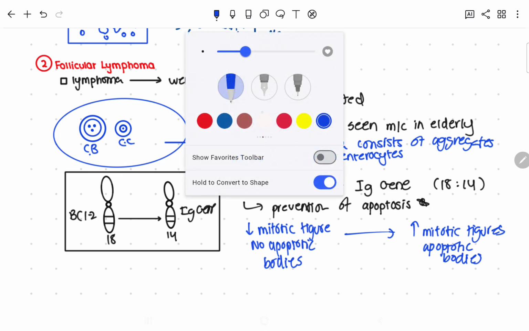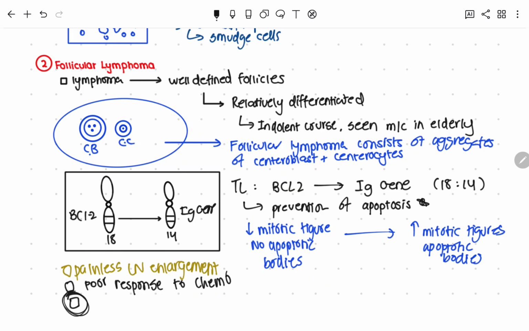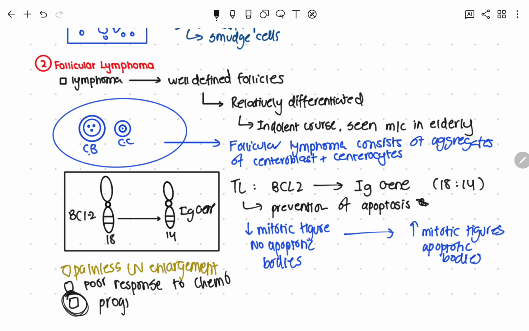What about the presentation of follicular lymphoma? It normally presents with painless enlargement of the lymph nodes, but the most important thing you need to know with respect to follicular lymphoma and its prognosis is that A, it normally has a poor response to chemotherapy, and probably the most important thing that you really need to remember is that follicular lymphoma can progress to diffuse large B-cell lymphoma. Again, we'll talk about that in just a bit.